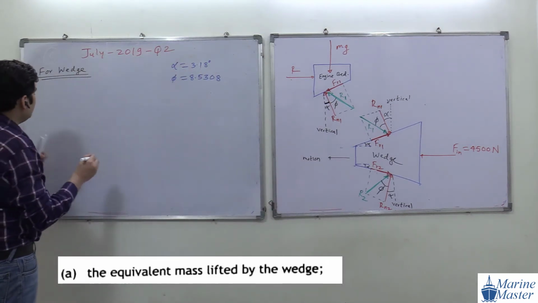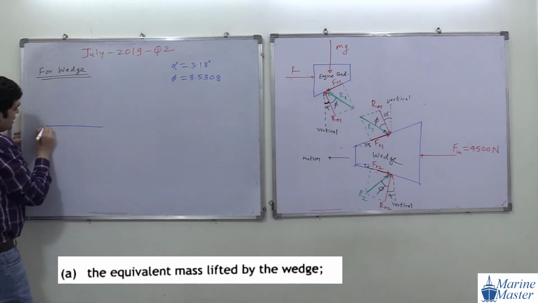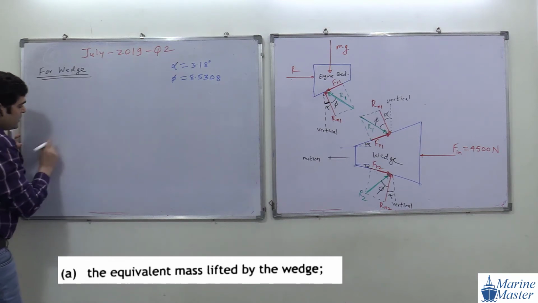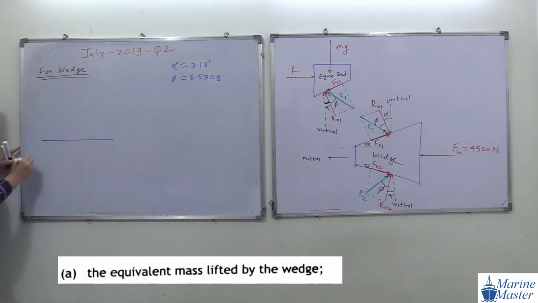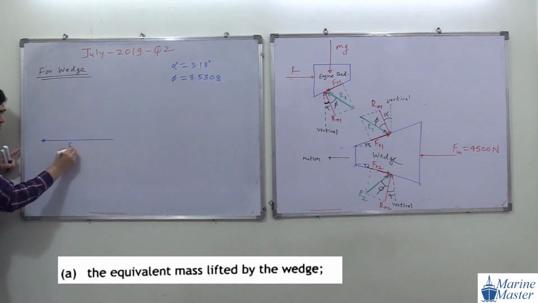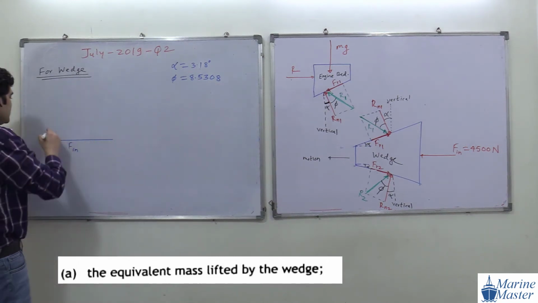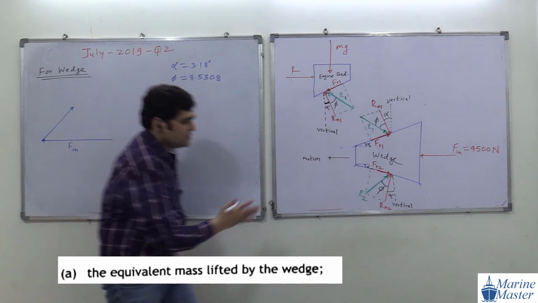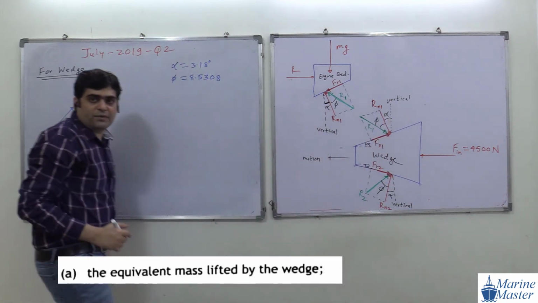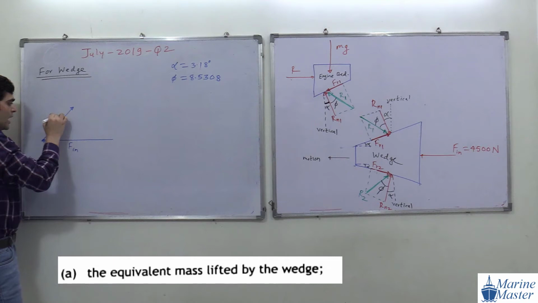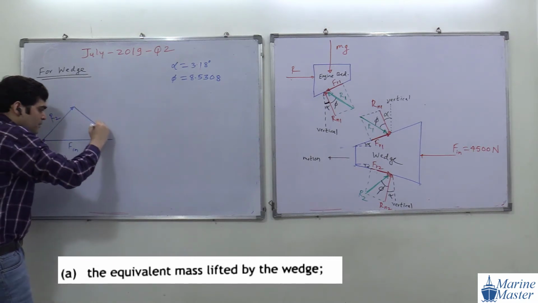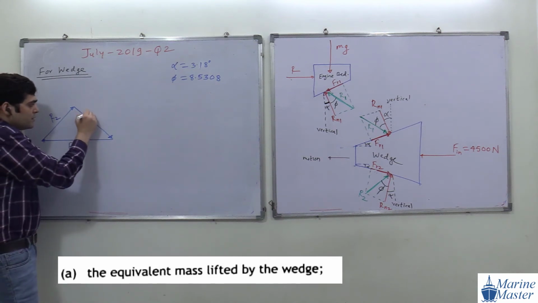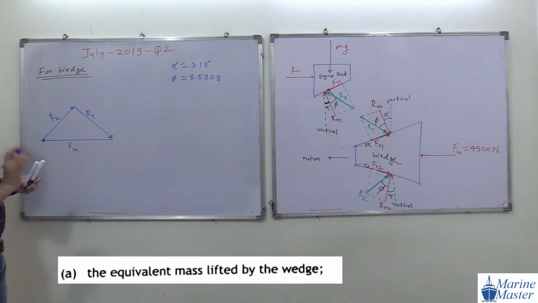So first of all we will start with the force F in. This is our force in, a horizontal force. Then this force will be R2, very good. And then this force will be R1. R2, R1, any doubt in this discussion?